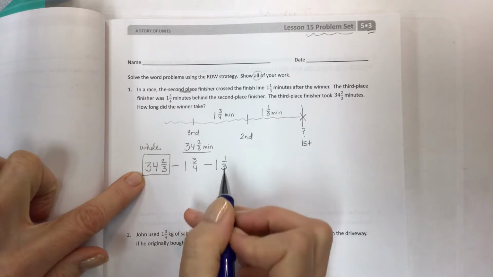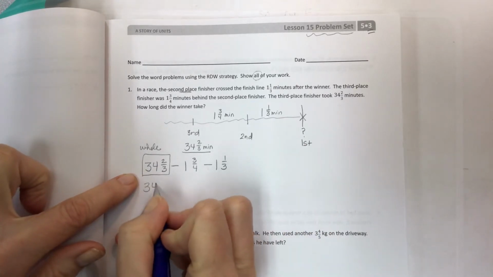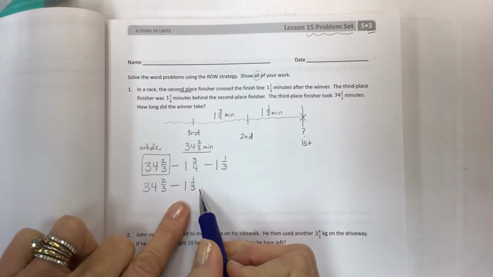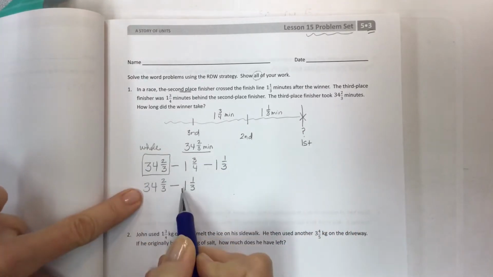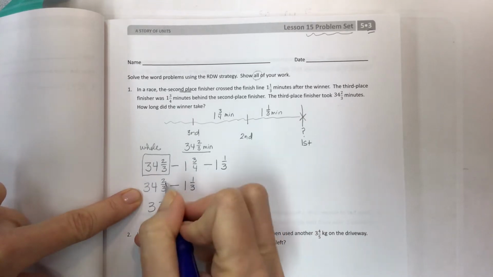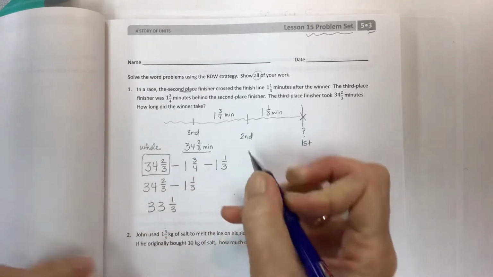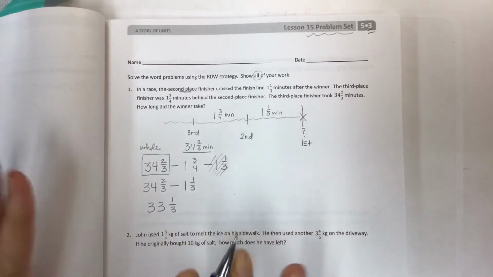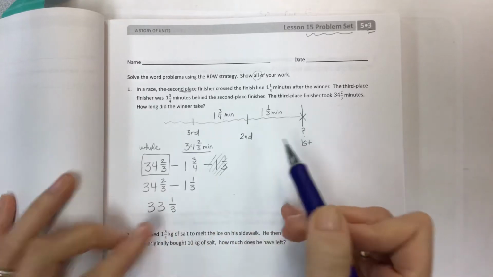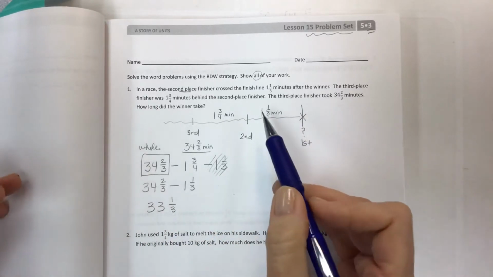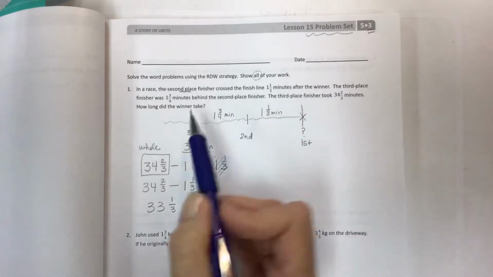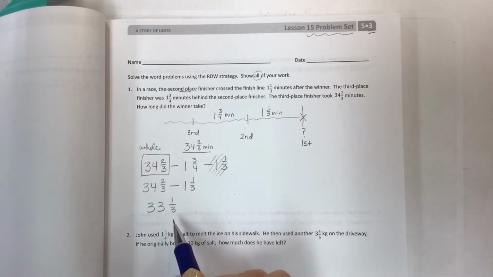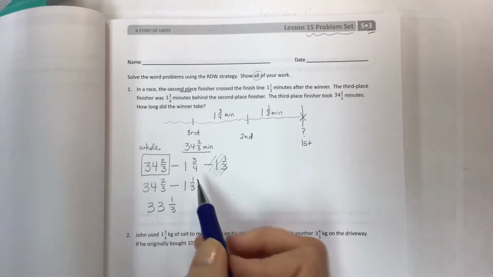So why don't we do this first? Do 34 2/3 minus 1 1/3 first. Okay, we'll take this off. So 34 minus 1 is 33. And 2 minus 1 is 1. So now I have already solved this portion, and I have part of my answer. Okay, and we don't have to know the second place finisher's time. That's not what the question is asking. It's saying, how long did the winner take? So now that I have my 33 1/3, I still have to take off the 1 3/4.